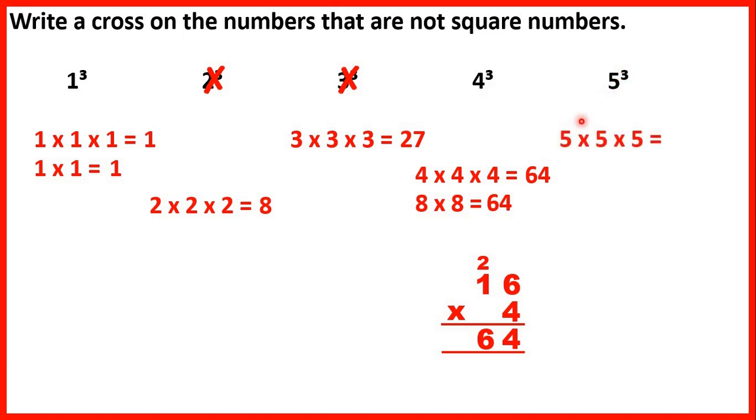Now 5 cubed, we have 5 times 5 times 5. 5 times 5 times 5 is 125, because 5 times 5 is 25, and then 25 times 5 is 125. But that's not a square number. You can't multiply a number by itself to get 125. Or I should say, you can't multiply a number by itself only once to get 125, so we need to put a cross on 5 cubed as well.